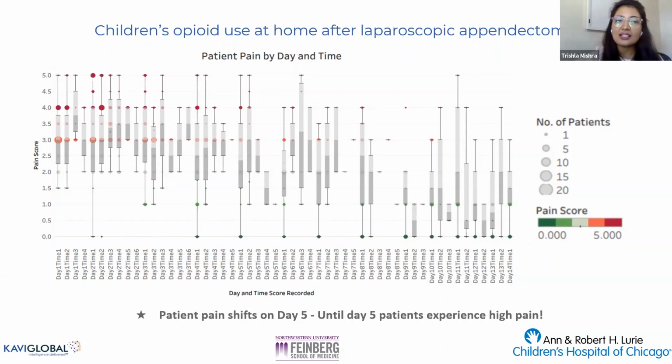Now you can see the reds here highlight a lot of pain, maximum pain, and the greens are for less pain or minimal pain. Now, by looking at this graph, the first thing that we noticed was the shift on day 5. This is day 5, and we see a shift happening in the pain scores on this particular day. So it goes from more reds to more greens. So what we concluded here was that until day 5, patients experience a lot of pain. Day 6 onwards, the pain scores start to drop or go down.